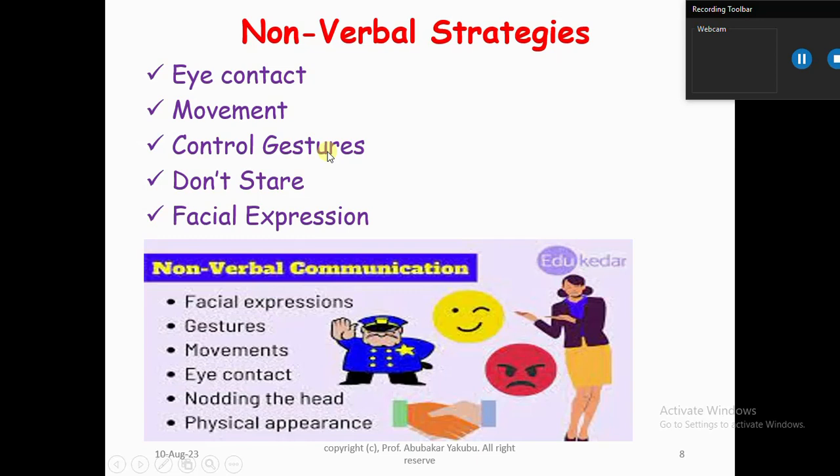Overusage of the hands, sometimes scratching your hair, playing with your buttons, playing with your ties, is not allowed. Don't stare, use facial expressions. So those things mentioned here are very important for non-verbal communication, and it helps in your presentation. Facial expression, gestures, movement, eye contact, nodding the head, and the physical appearance. You need to look smart and good during your presentation.